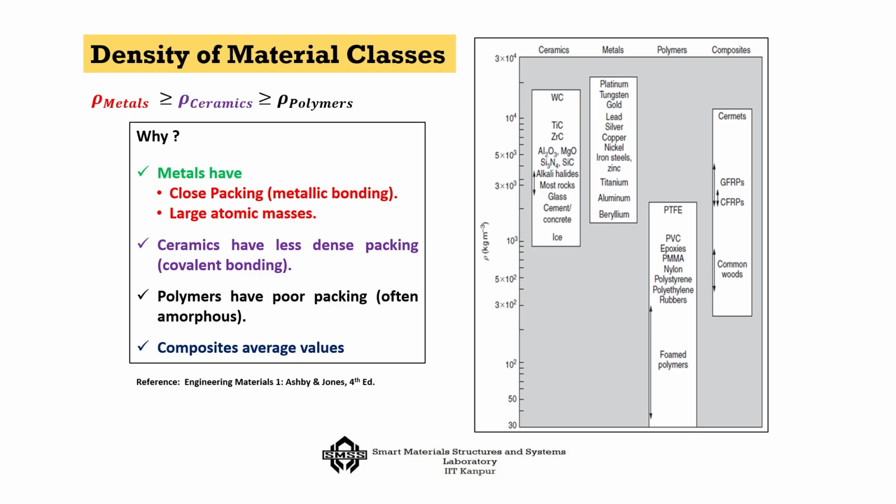And as I told you, invariably, because of the close packing and large atomic masses, density of metals will be higher, in between will be ceramics, and the lowest will be the polymers. Composites can have average values because you are having some ceramics as a fiber, let us say, and some polymers. So, it is going to be slightly lower than the ceramics, but slightly higher than the polymers. So, that is the way it will be.